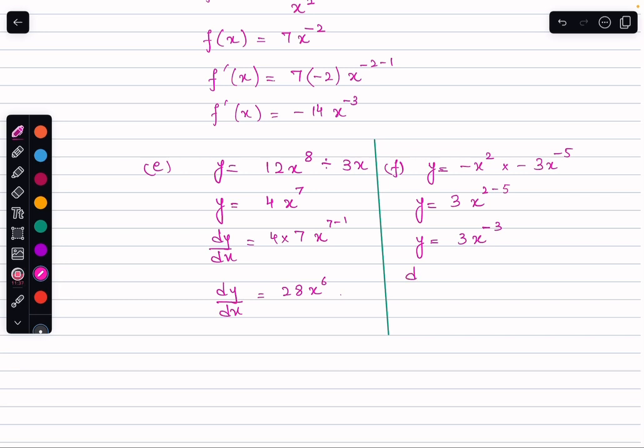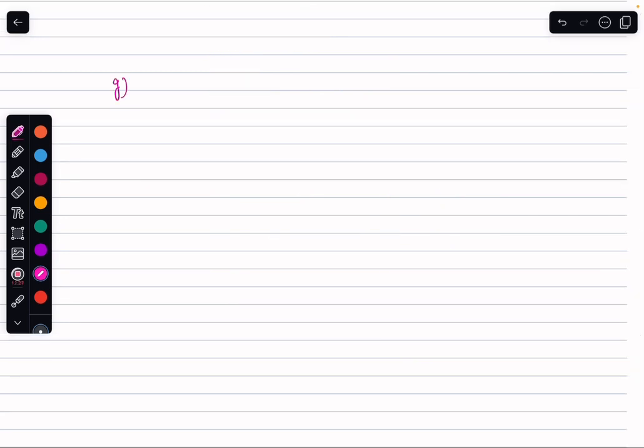Therefore, I can now differentiate it with respect to x, and I can say that this shall be 3 times -3, and the power -3 gets reduced by 1, or I can say dy by dx shall be equal to -9 x to the power -4. If your question is f of x equal to x to the power -4 times x squared plus x to the power 6.